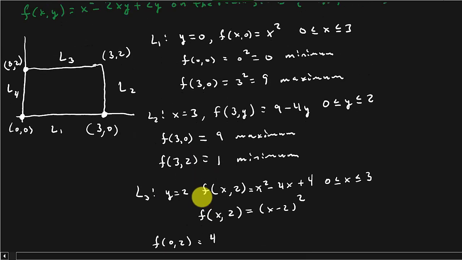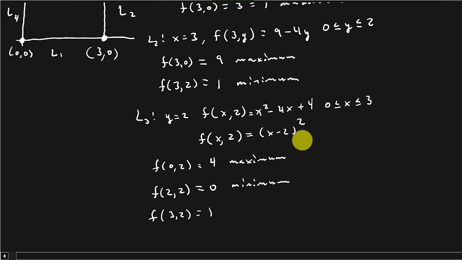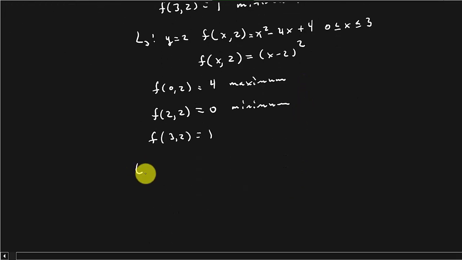And then we will try this endpoint, f of 3, 2. So we plug the 3 in here. That's going to give us 1. So right here at 2, 2, that was a minimum, and we can see this is a maximum. Okay. And now we need to look at L4.